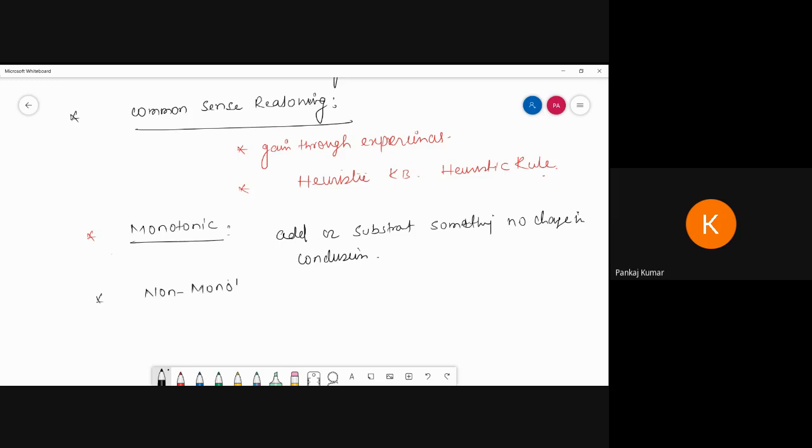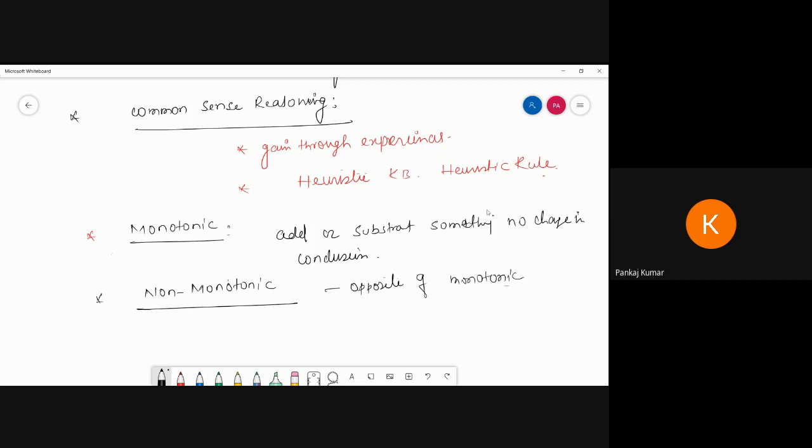That is the opposite of the monotonic. That means if we add or subtract something, the conclusion will be changed. That means you change the conclusion; that is called non-monotonic. So we can write: the opposite of monotonic.